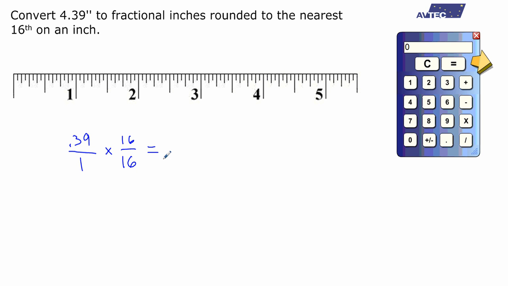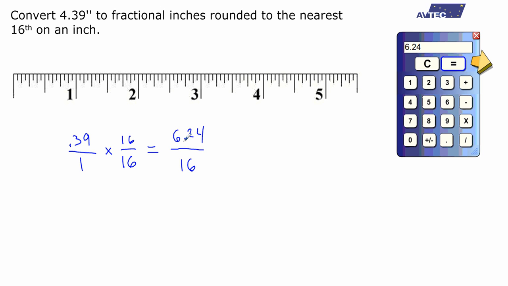Okay, so let's go ahead and do the computation here. To get the numerator of your answer, you can just do 0.39 times 16 on a calculator. So we put in 0.39 times 16, and we get 6.24. So that's the numerator. That's exactly how many sixteenths we have: 6.24. And then for our denominator, we just have 1 times 16, which is just 16.